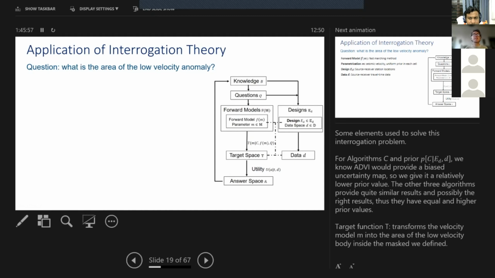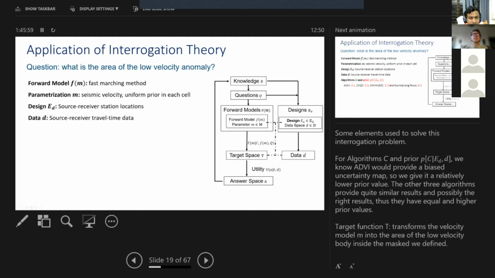These ones were defined throughout yesterday and today. We're going to use the fast marching method, travel times, standard seismic velocity, and a uniform prior in each cell. The receiver station locations are going to be fixed, and the data are going to be the travel times. That's what we've been using all along in this seminar.